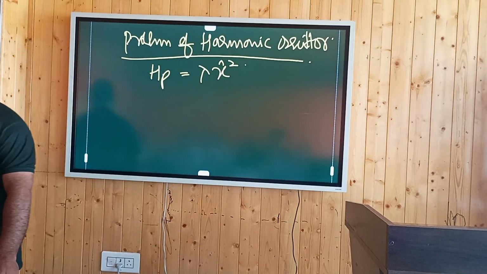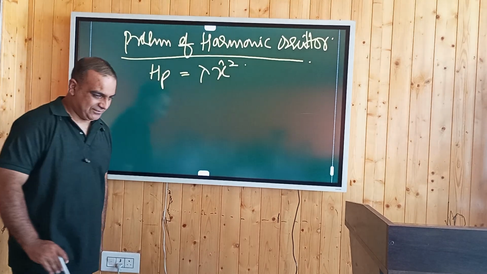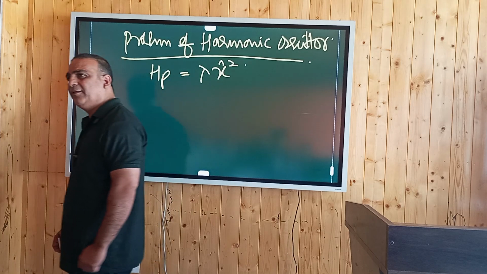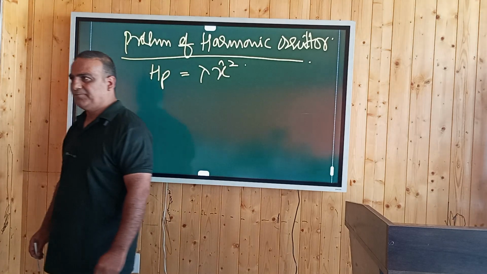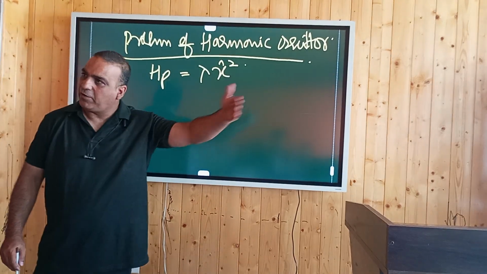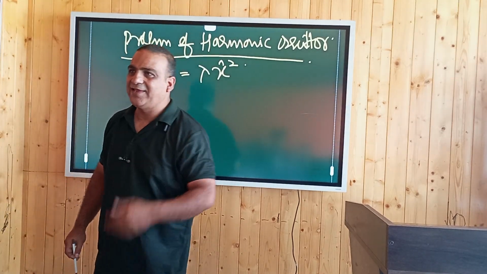Lambda is a constant, and you are introducing a perturbation of x square in your problem of harmonic oscillator. And I'm asking you to calculate the correction in the energy. You should realize one thing. 99% of the information is in your first order correction. It takes a very good part of the correction to your problem. That's why most problems are stuck to first or second order.